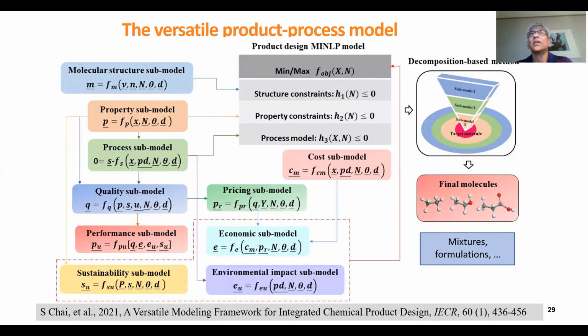Here is an example of a versatile product process model. The different colors, I will not go through all of them, are different submodels that we need to define the system we want to study. And for any different system, if we have in the library a collection of models for each of those colors, we can retrieve them, put them together, and very fast we can have the product process model that we need.